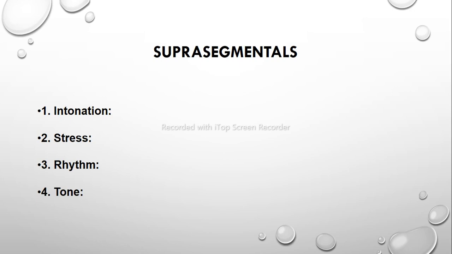4. Tone. In tonal languages like Mandarin Chinese, the pitch of a syllable can change the meaning of a word. For example, the word ma can mean mother, hemp, horse, or scold, depending on the tone used. Understanding suprasegmentals is crucial for grasping the nuances of spoken language. They play a significant role in communication, affecting how messages are interpreted and understood.